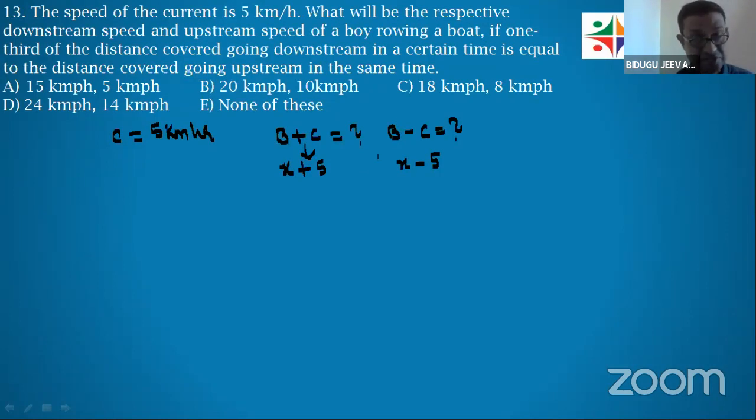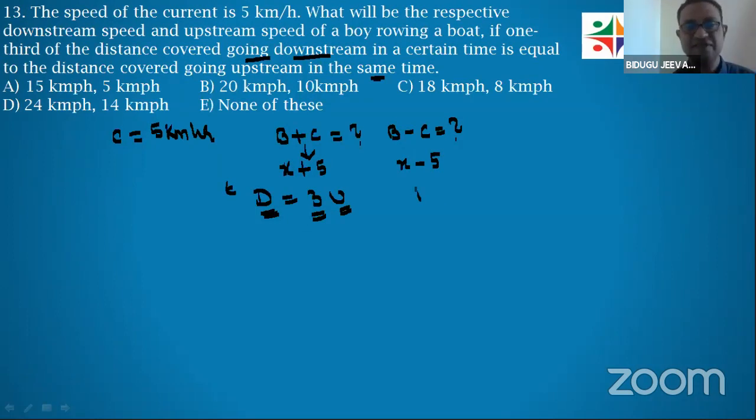Right. So please look at the question carefully. I'm not going to read the whole question at a time. If 1/3 of the distance covered going downstream in a certain time is equal to the distance covered going upstream in the same time, right? That means the distance covered in downstream is 3 times the distance covered in upstream.